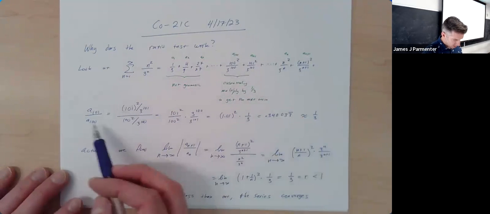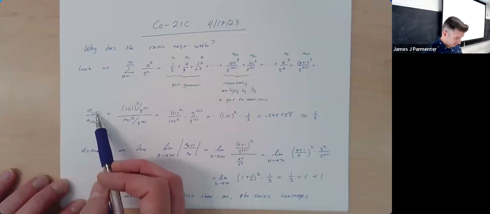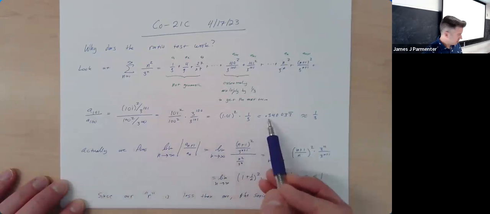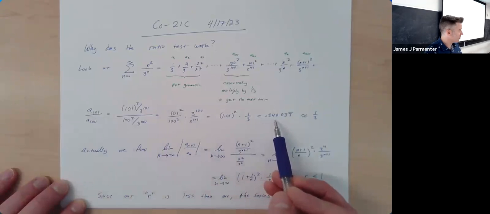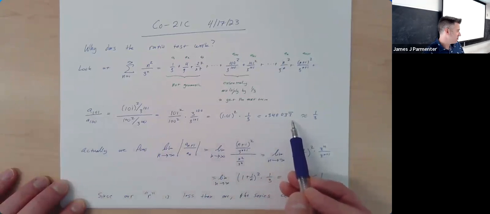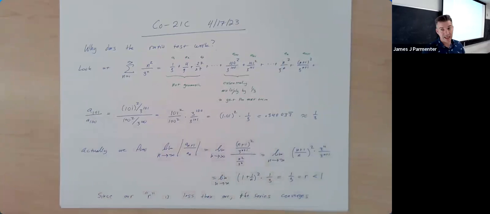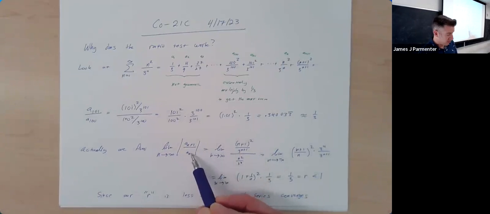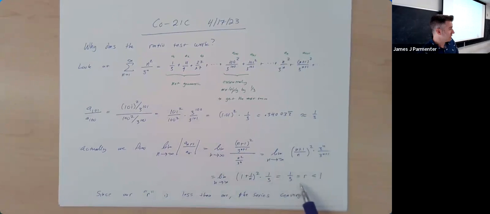So if we actually look at the ratio between the 101st and the 100th term, we see that after some simplification, it ends up being 0.3403333 forever, which is pretty close to 1/3. And you can see that if you went even further, you get closer and closer to 1/3. So since that's the case, we can do the actual work of taking the limit of the n+1 term over the nth term and seeing that it actually is 1/3. If that ratio is 1/3, then the series does converge.